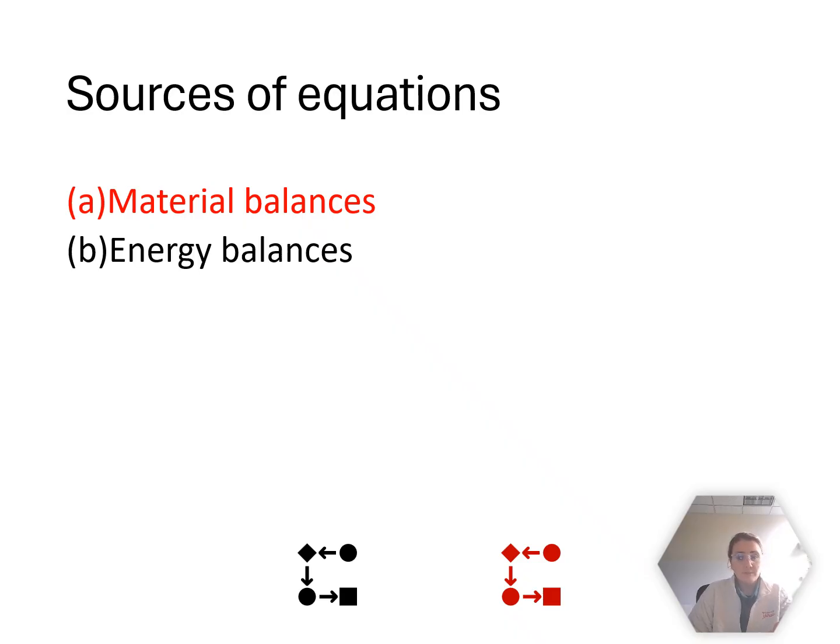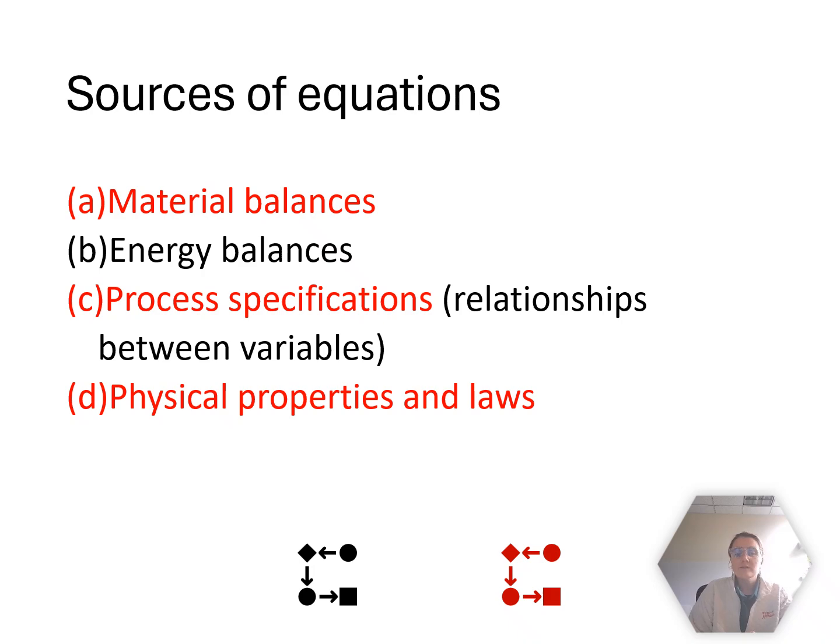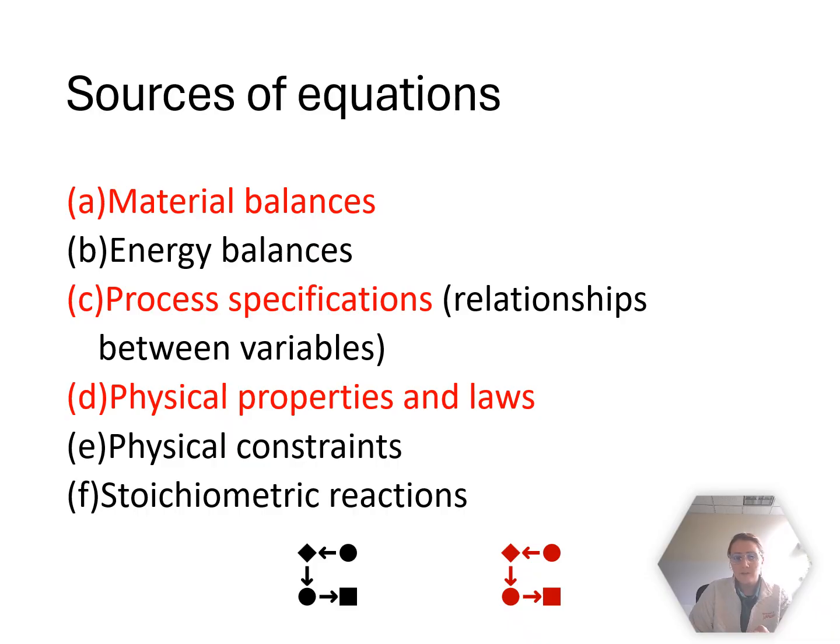We can also look at energy balances, and we're not getting there until the end of the semester, but we will eventually write energy balances. We can also write what are called process specifications, which are also relationships between variables. So for example, the fact that density equals mass divided by volume, that's a process specification. So that's an additional equation that can help reduce the number of degrees of freedom so that the problem becomes solvable. We can also use physical properties and laws. We can use physical constraints, and we can use stoichiometric reactions. And a lot of these, D through E, are going to be later on in the class as the mass balances become more difficult and need more information.